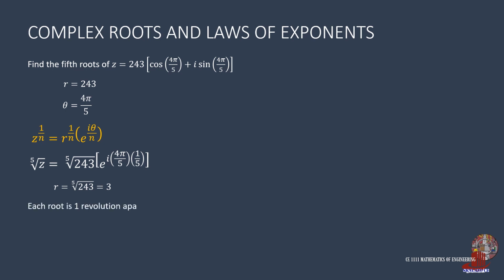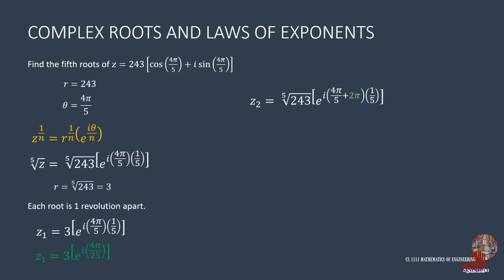Again, each of the roots is one revolution apart, so start with the original vector. Taking the first root as 3e raised to i times 4/5 of pi, multiplied by the root of 1/5, this results in 3e raised to i multiplied by 4 pi over 25.